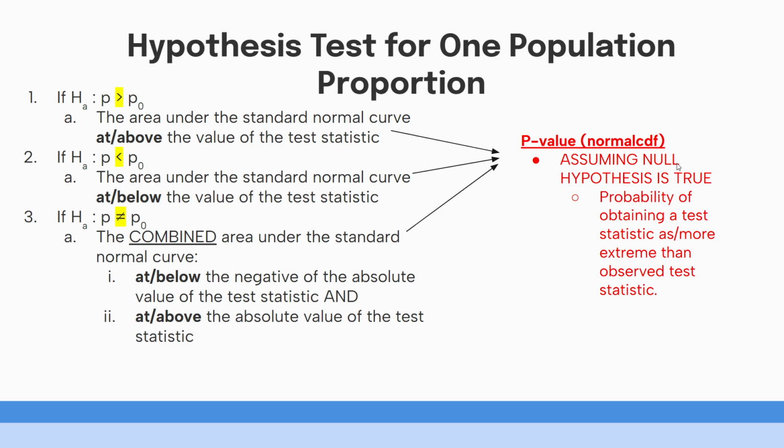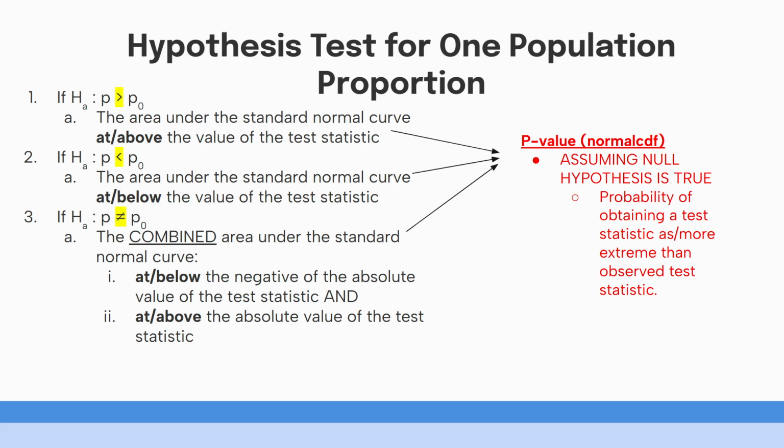Assuming the null hypothesis is true, this is simply the probability of obtaining a test statistic that is as or more extreme than the observed test statistic that we calculated, right? And to get our p-value, we calculate the area on our standard normal curve. So we use normal CDF of that, like we went over very thoroughly.